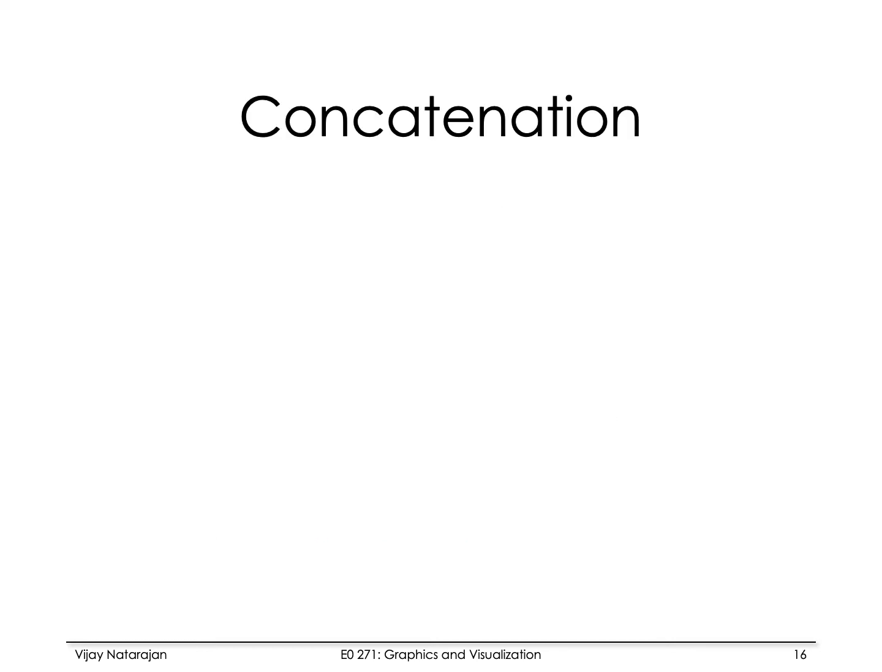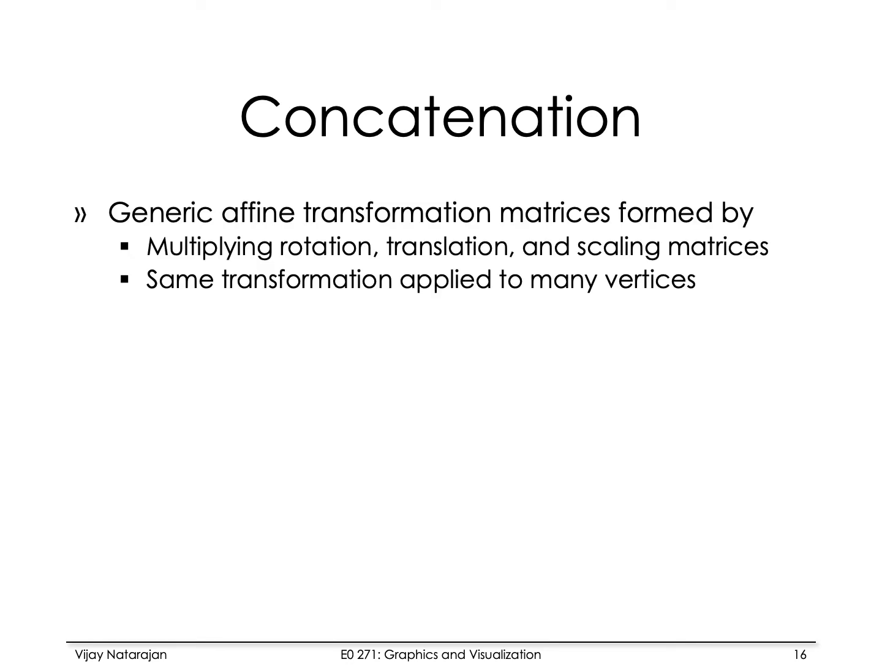Okay, so let's now move on to deriving generic affine transformation matrices by concatenating the matrices that we have seen so far. The reason we talk about concatenation is that there are two benefits of concatenating the transformations rather than applying the transformations one by one.